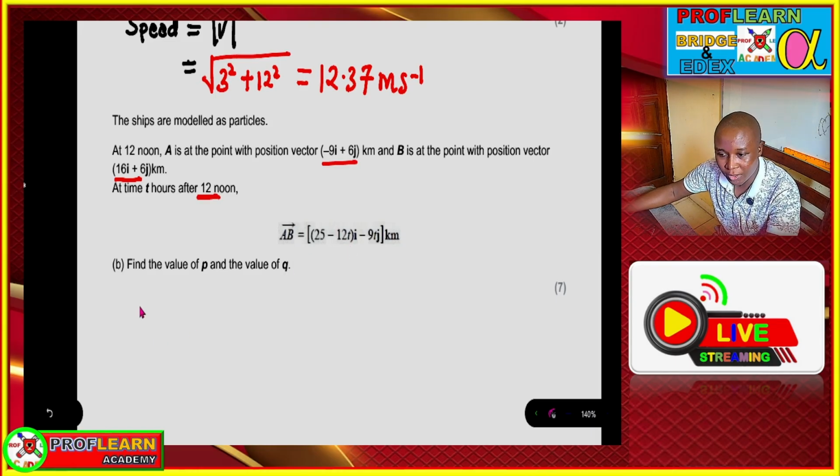So what will be the position of A after t seconds? So we can say where will A be after t seconds, at which point? Remember, A was at the point -9i + 6j. So it will be at -9i plus 6j.